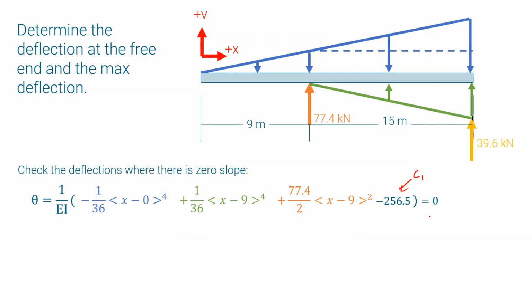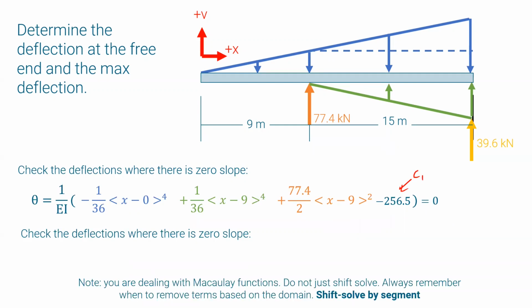Tapos, equate na lang natin to sa 0. Okay? So check the deflections where there is zero slope. But remember, you are dealing with Macaulay functions, so do not just solve, no? Ang gagawin mo dito is, i-consider mo yung different domains. Ibig sabihin, ganito, no? You will shift solve by segments.